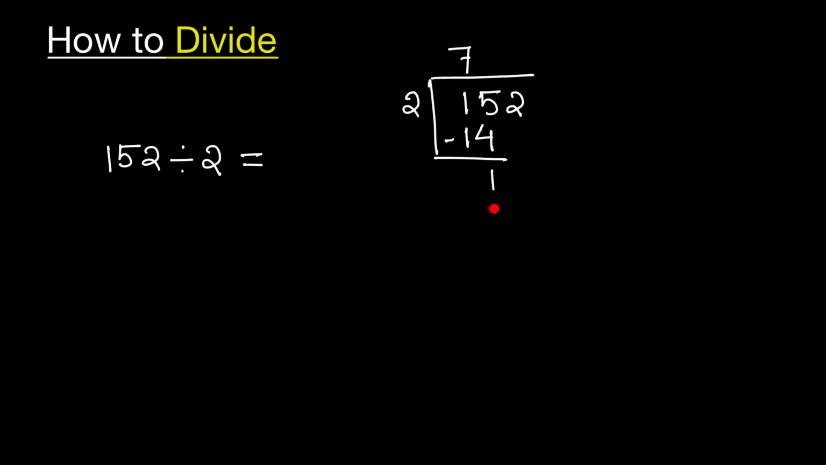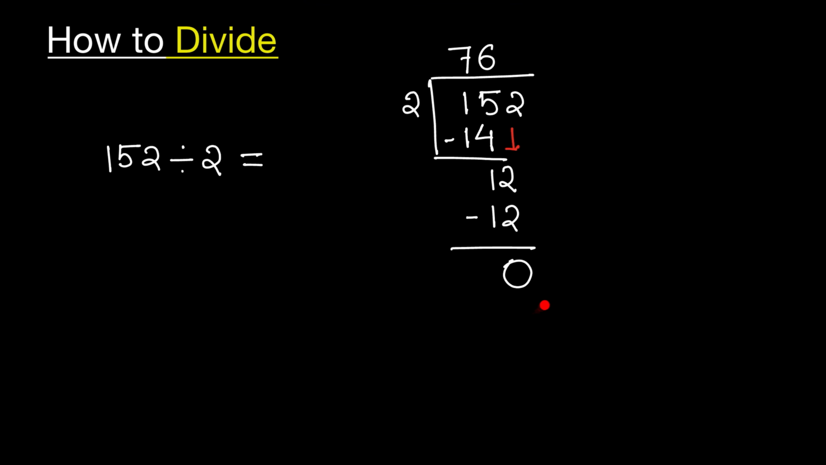Now again see that this 1 is less than 2. That is why we will bring down this adjacent 2 here. Now we know that 2 times 6 is equal to 12. Subtract, we get a 0.